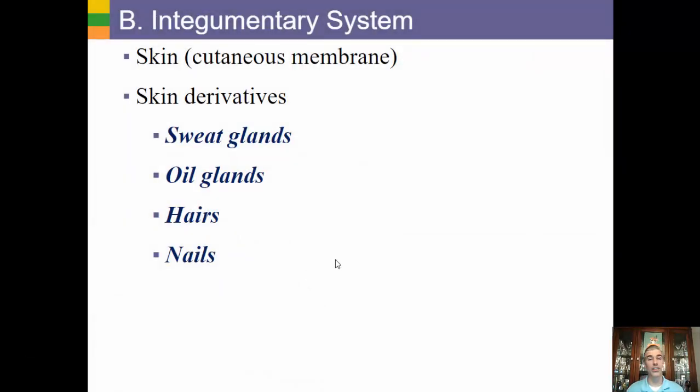All right, so now we're going to get into the integumentary system itself. So this is where we focus strictly on the skin and the derivatives that are found within the skin, important other components such as sweat glands, oil glands, hair, because we are mammals, and then nails as well.